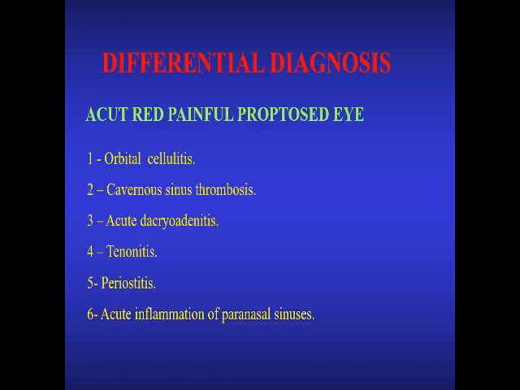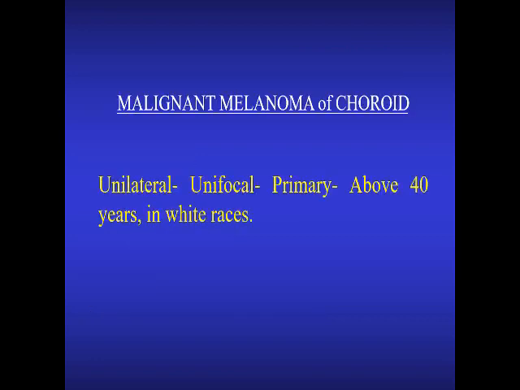What are the differential diagnoses? Other causes of acute red painful proptotic eye such as orbital cellulitis, cavernous sinus thrombosis, acute dacryoadenitis, tenonitis, periostitis, and acute inflammation of the paranasal sinus. This is the inflammation of the uveal tract.